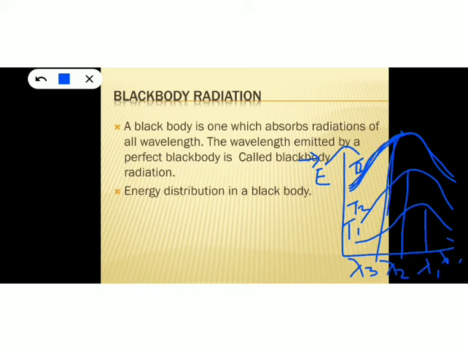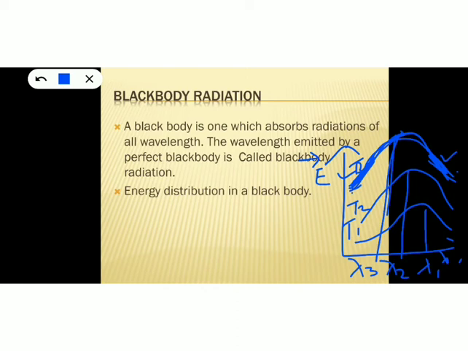If you consider this graph, this portion represents the energy associated with the shorter wavelength, and this portion represents the energy associated with the longer wavelength. That means two extreme portions of the graph. And the energy associated with the two extreme positions, that means with the shorter wavelength and with the longer wavelength, is very small. And for each temperature, there exists a particular wavelength corresponding to which the energy is maximum.